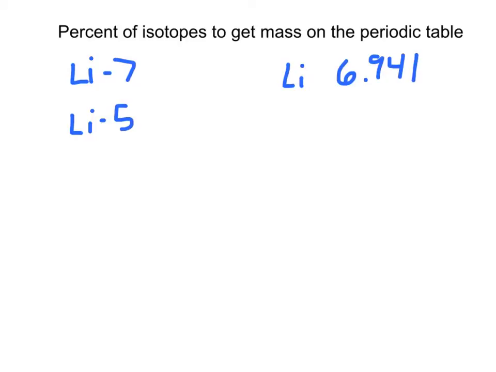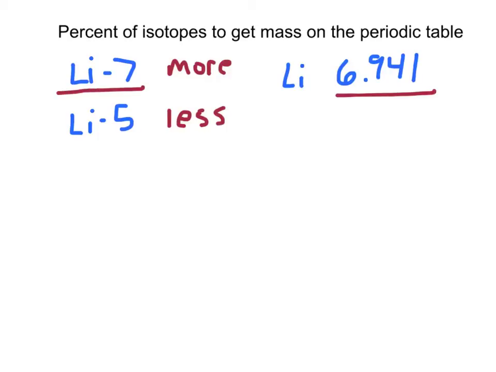Now, the question could be something like, which isotope of lithium is in greater percent? Is it lithium-5 or lithium-7? Well, looking at the number here, this is closer to 7, right? A lot closer to 7 than it is to 5. So I must have more of the lithium-7 and less of the lithium-5. So I would report that lithium-7 is more abundant.